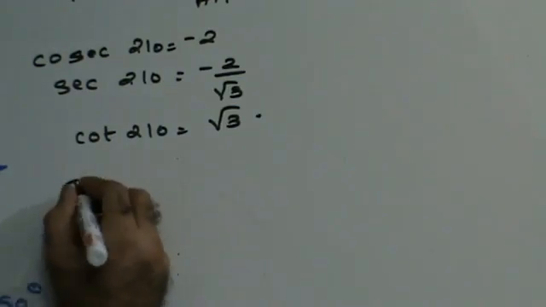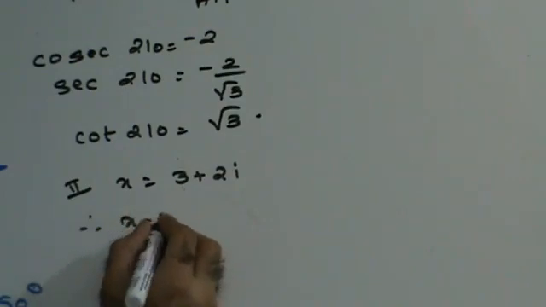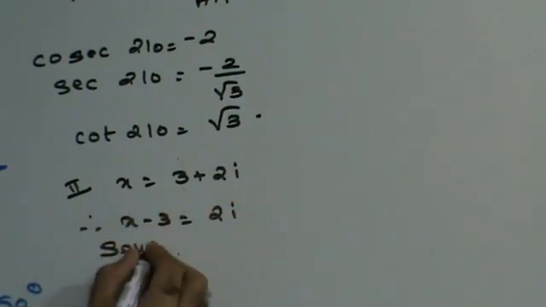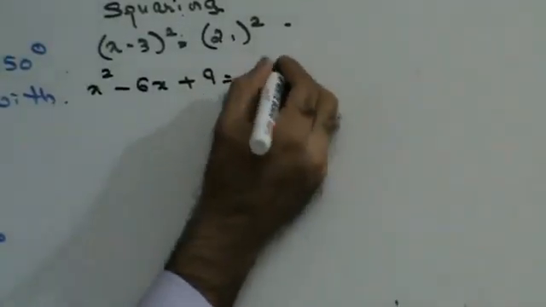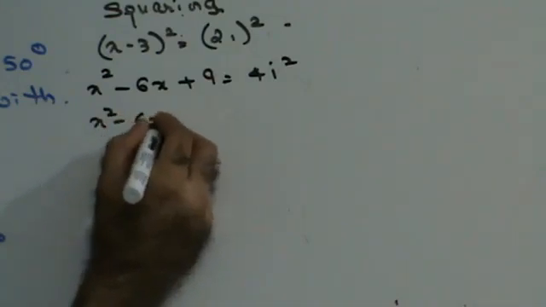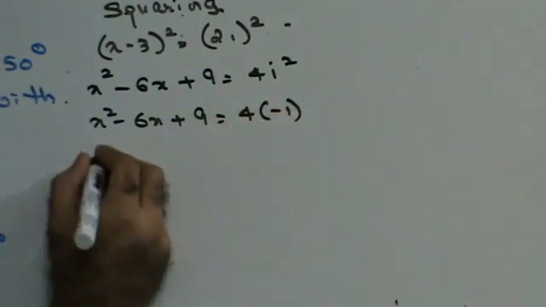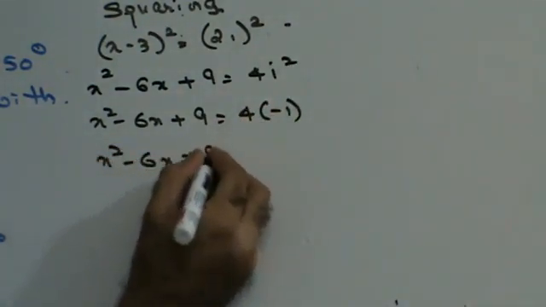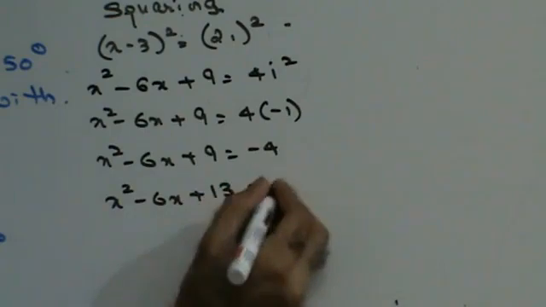Next, let's see the next sum, guys. X is given to you as 3 plus 2i. Therefore, I can say x minus 3 is 2i. Squaring, I'll get x minus 3 the whole square is 2i the whole square. So I'll get x square minus 6x plus 9 is 4i square. I square is minus 1, so that's 4 into minus 1. So x square minus 6x plus 9 is minus 4. Take 4 on the other side, so I'll get x square minus 6x plus 13 is 0.